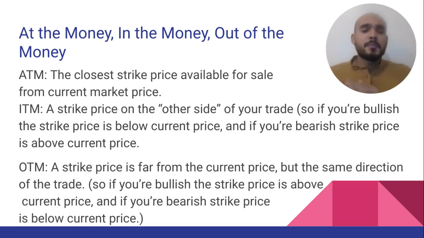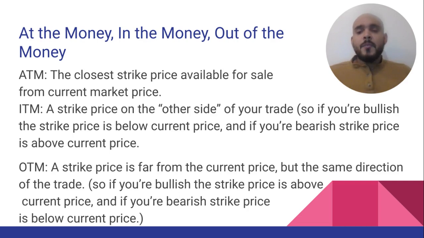So if you're bullish and expecting the price to go up, the strike price of an in the money options contract call option would be below the current price. And if you're bearish, the strike price is above the current price. So this is the opposite for put contracts.